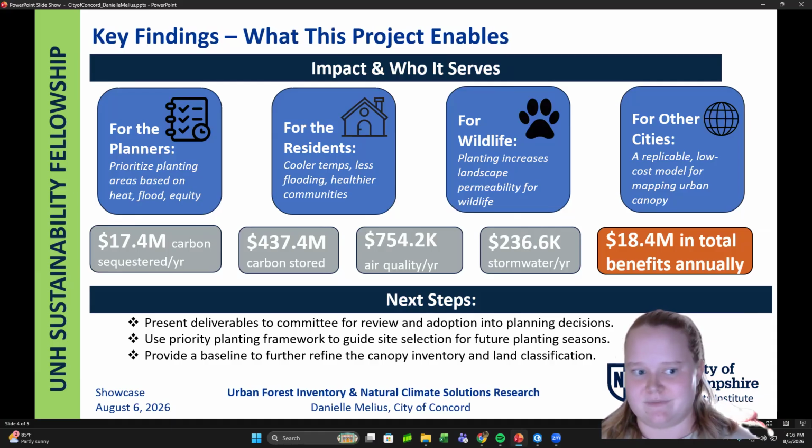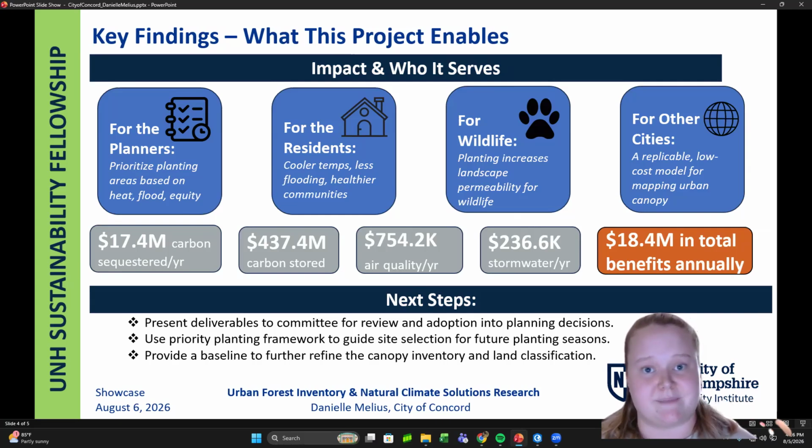But almost 17.4 million dollars worth of carbon is sequestered every year because of Concord's tree canopy. 437 million of it is stored in general, with air quality and stormwater benefits saving hundreds of thousands of dollars annually, with $18.4 million in total benefits annually, which when that money doesn't have to be spent on repairing areas due to floods, they can put that money into different places, whether that be schools or parks, and no matter what, everyone benefits.